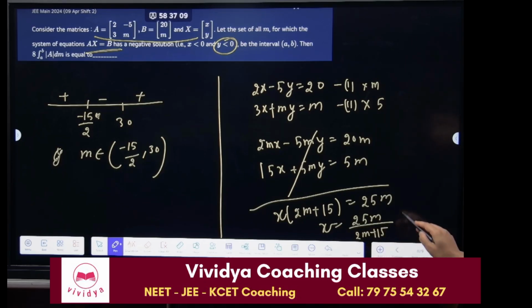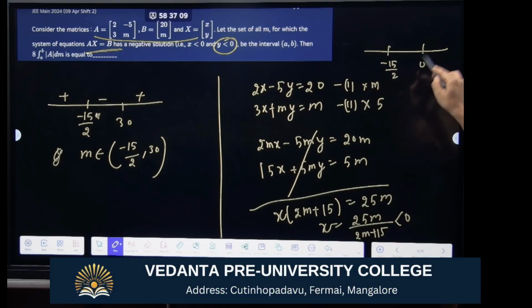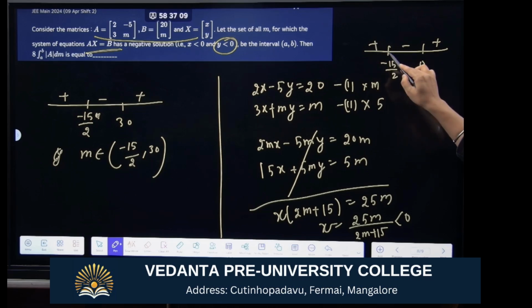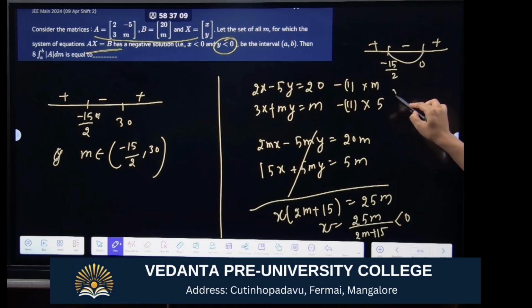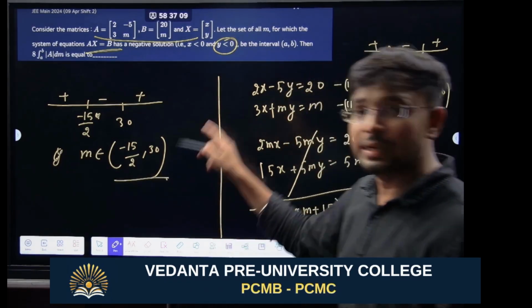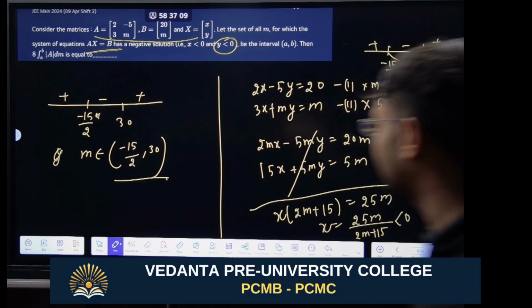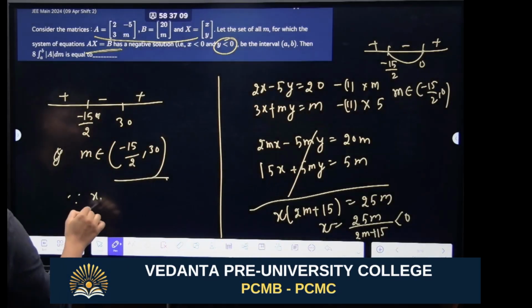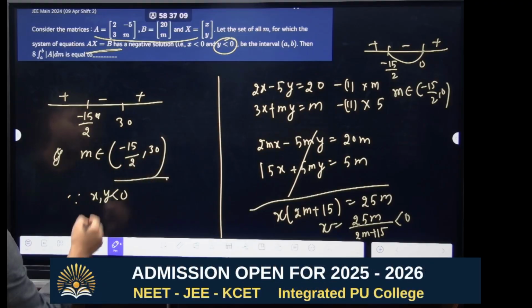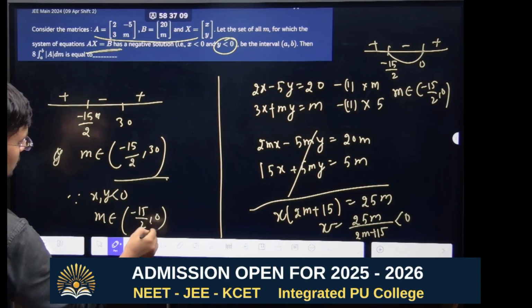And this should also be negative as given. So if I solve the inequality, with minus 15 by 2 and 0, plus, minus, plus, the answer will be this because negative. So for x negative, m should be minus 15 by 2 to 0. If y is negative, m should be minus 15 by 2 to 30. It is given both should be negative, so it should be common. Since x and y are both negative, this should be the intersection. And what is the common value? It will be minus 15 by 2 to 0.